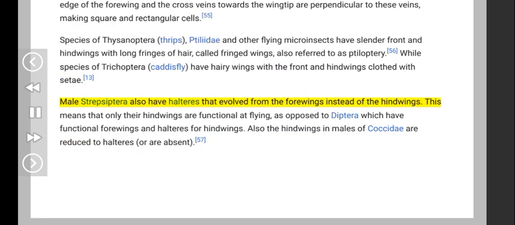Male Strepsiptera also have halteres that evolved from the forewings instead of the hind wings. This means that only their hind wings are functional for flying, as opposed to Diptera which have functional forewings and halteres for hind wings. Also the hind wings in males of Coccidae are reduced to halteres or are absent.